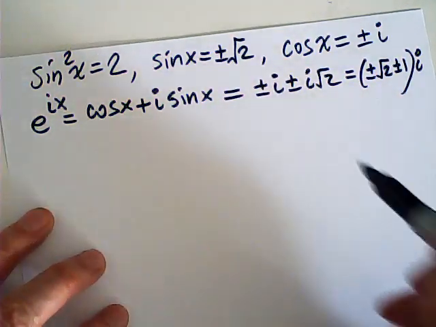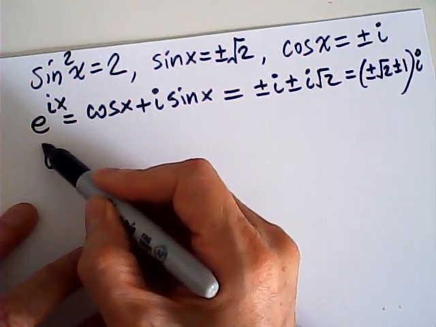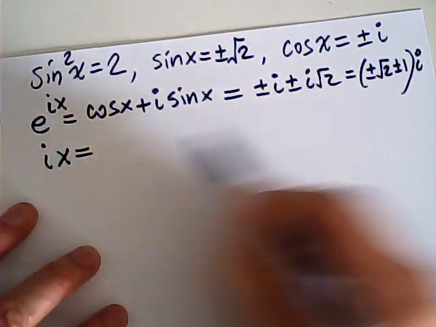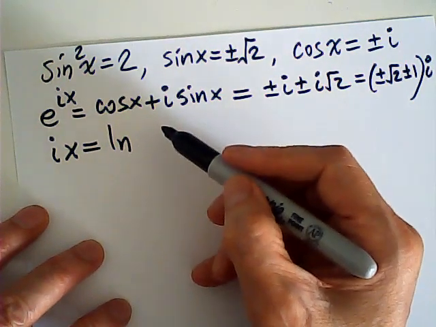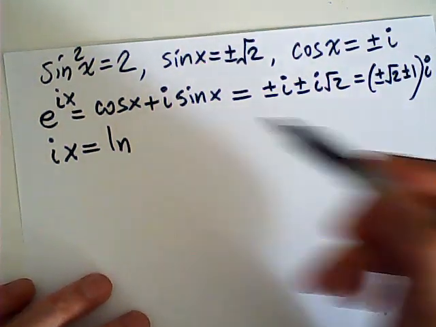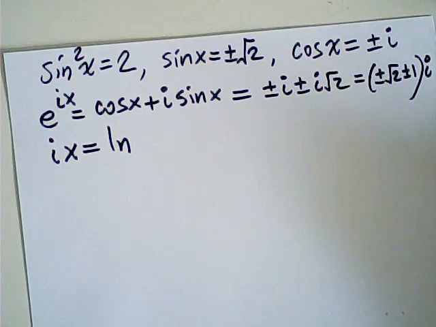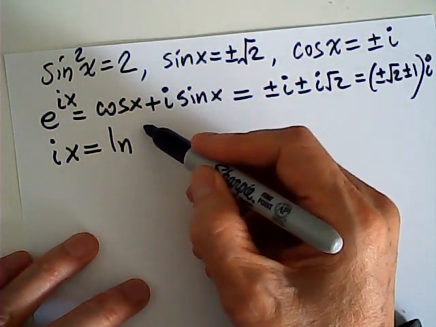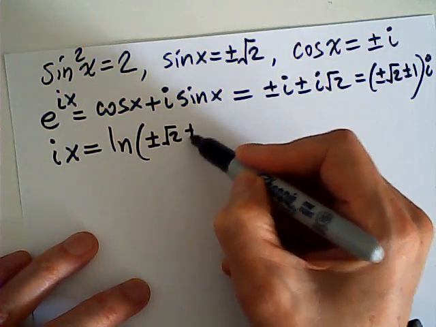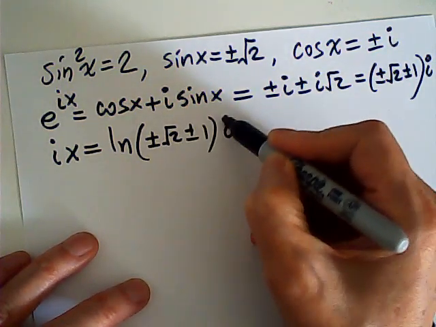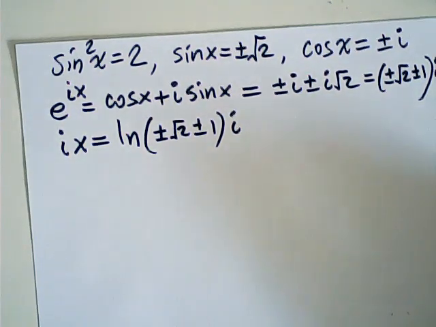And then we have ix equal to the natural log of plus or minus root 2 plus or minus 1 i.